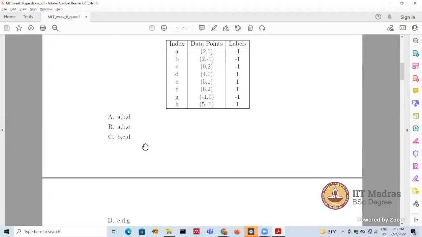Yeah, the hyperplane is coming as a vertical line, right? It's crossing 2, 1 and 2, -1, and this is coming as 4, 0, right? So this line passes through 3, 0. Agree.